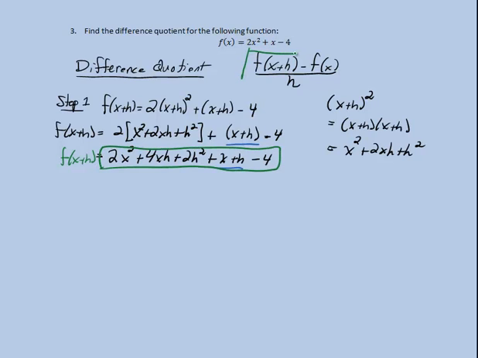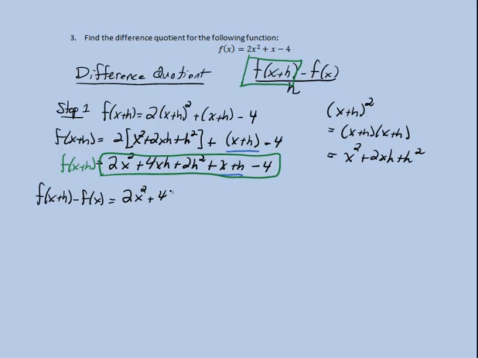So this, ladies and gentlemen, is f of x plus h, which is this entire value over here. In this portion of our difference quotient, we have our first part, f of x plus h. Now we can subtract the second part: f of x plus h minus the original function f of x. So we have 2x squared plus 4xh plus 2h squared plus x plus h minus 4. I just copied it directly from what I calculated above. And now we're going to subtract.